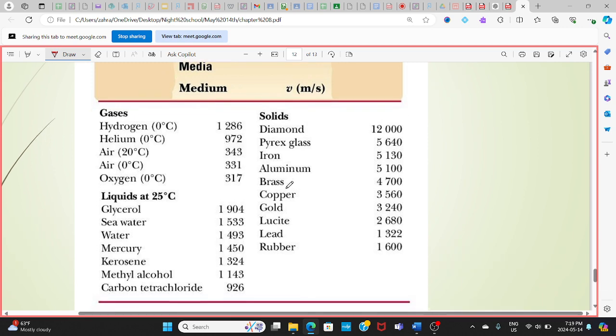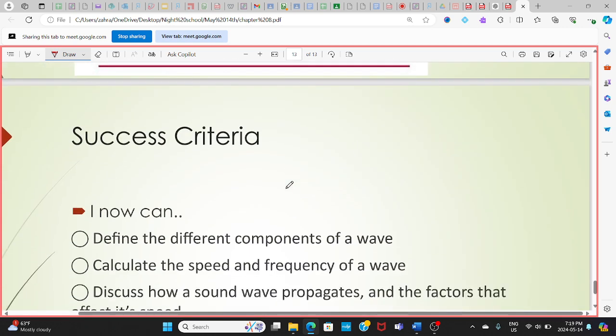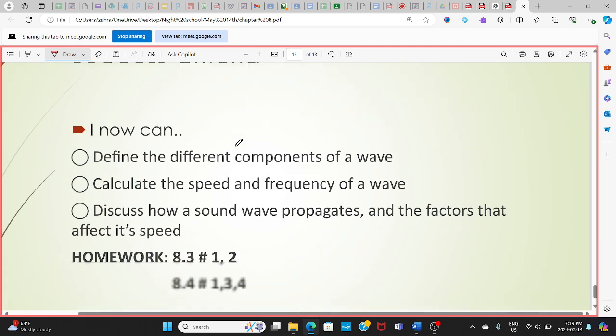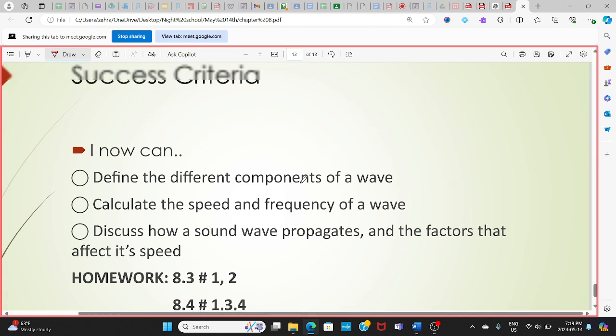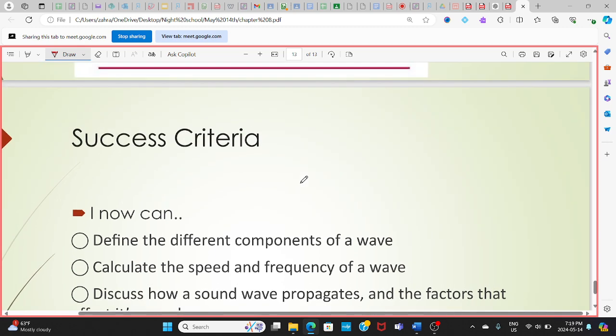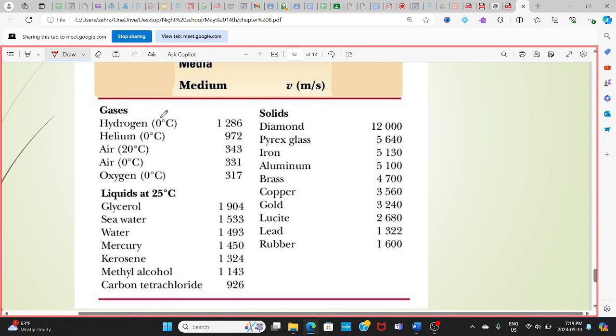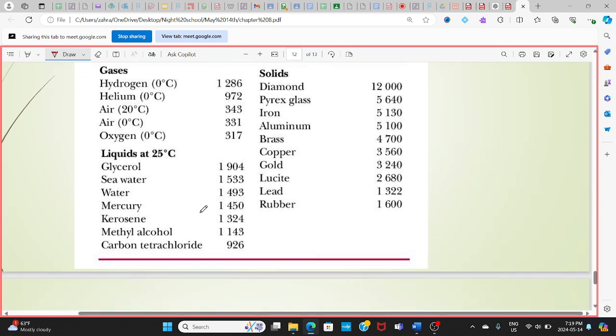All right. Any question? So we're done. Success criteria. Now you can define different components of a wave, calculate the speed and frequency of a wave, and discuss how sound propagates and the factors that affect the speed. We did talk about the different states. We did talk about the temperature.